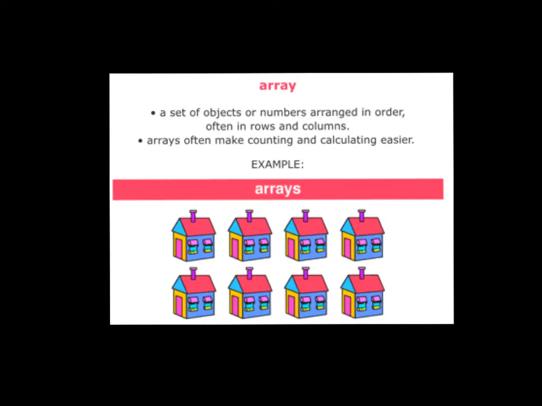So you may see arrays all around you. Here's one example: just houses on a street are built in an array. And if you look at this array, you'll notice that its dimensions, or the measurements of it, are 2 by 4, or they are 4 by 2. Either way works.